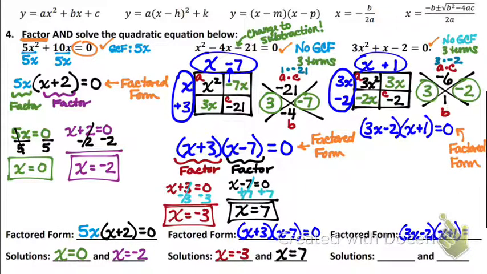What do I do with each of those factors? Set them equal to 0. So here's a factor. I take 3x minus 2, set it equal to 0. And this is also a factor. So I take x plus 1 and set it equal to 0. Let's do that one first because that one's faster. How do I get x all by itself there? Minus 1 on both sides.